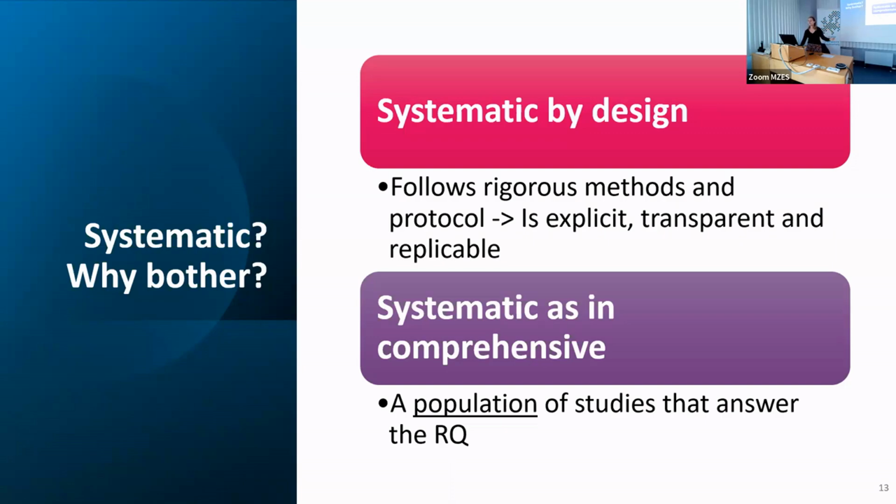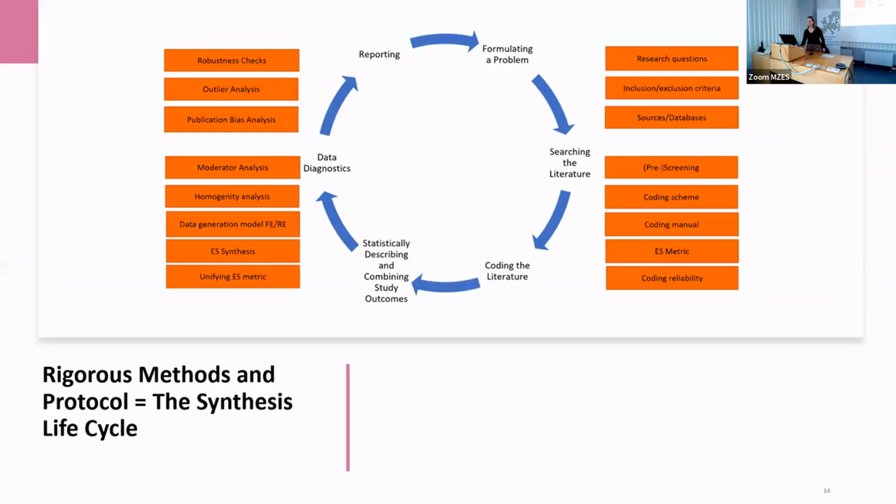Second, they are comprehensive, which means they include all relevant studies on a research question, giving a complete, unbiased answer. So systematic reviews help us to get a reliable and thorough understanding of what the evidence says. So taking everything which is out there into account and boiling it down to one statement in the end. So what emphasizes rigorous methods and protocols is the systematic synthesis life cycle, which is like a cooking recipe.